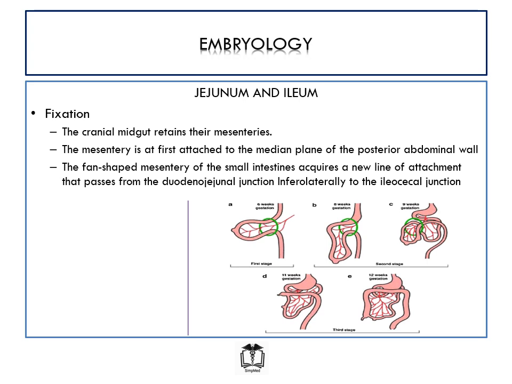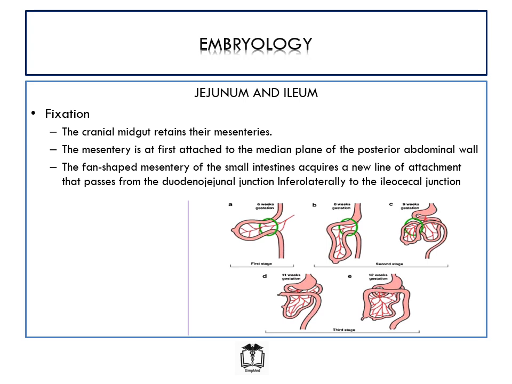Once the cranial part of the midgut has entered into the abdomen, it tends to retain its mesentery. The mesentery is at first attached to the median plane of the posterior abdominal wall, but with time it forms this fan-shaped mesentery and acquires a new alignment, passing from the duodenojejunal junction inferiorly to the ileocecal junction. So the mesentery tends to expand in size, and then it encompasses the entire length of the jejunum and ileum at the end of the day.